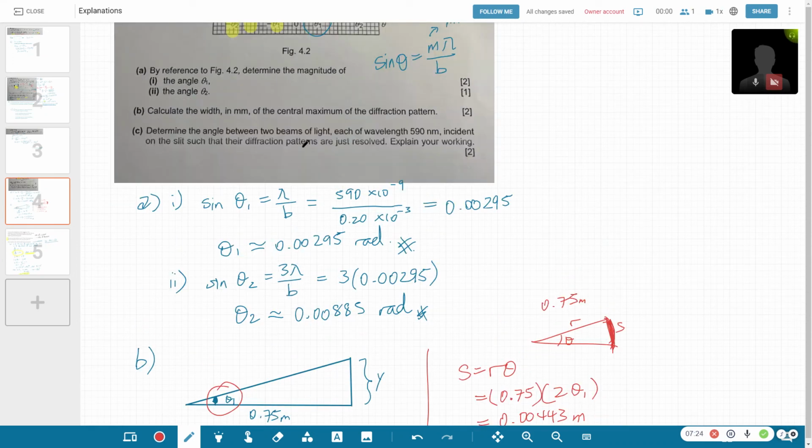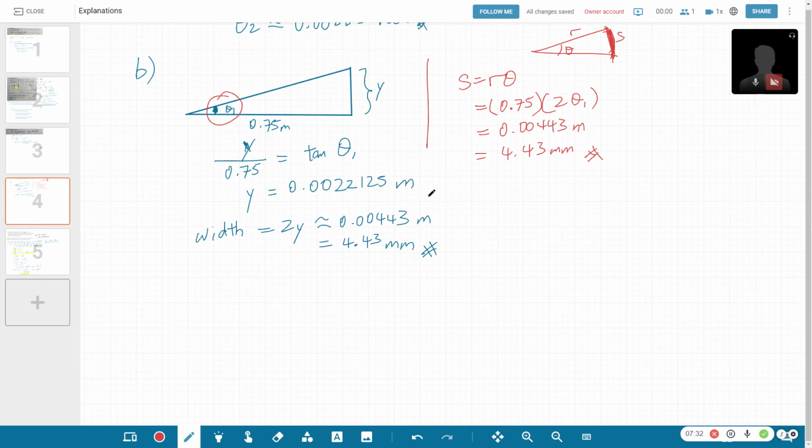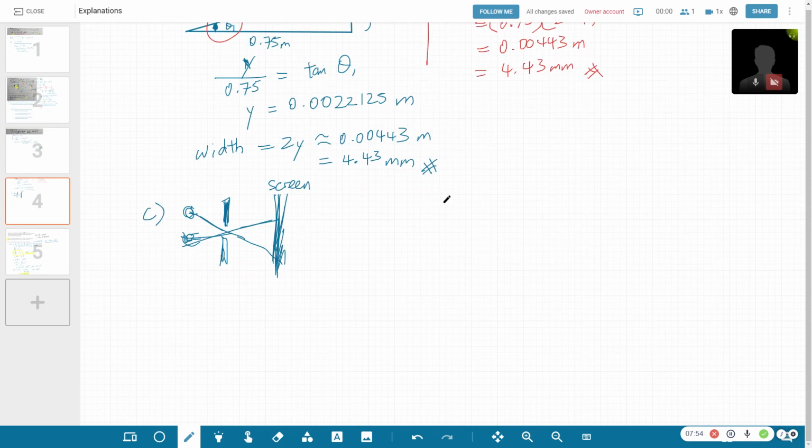Last part. Determine the angle between the two beams of light such that their diffraction patterns are just resolved. Explain your working. When you see the words just resolved, immediately it's going to be Rayleigh's criterion. Basically you have two beams of light and a single slit here. Your beams of light are somewhere here, and they will form a pattern on the screen. This is the screen. This is just a rough sketch, not to scale. You want the angle here. This is a standard Rayleigh's criterion setup.